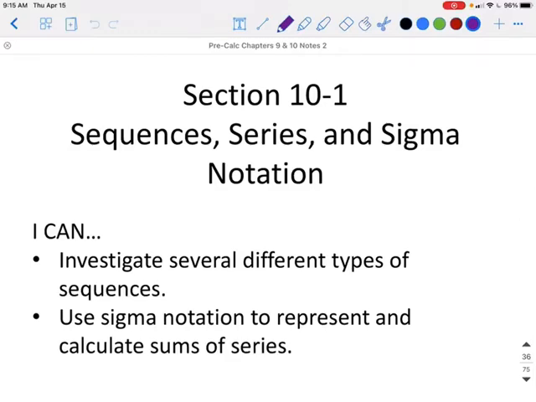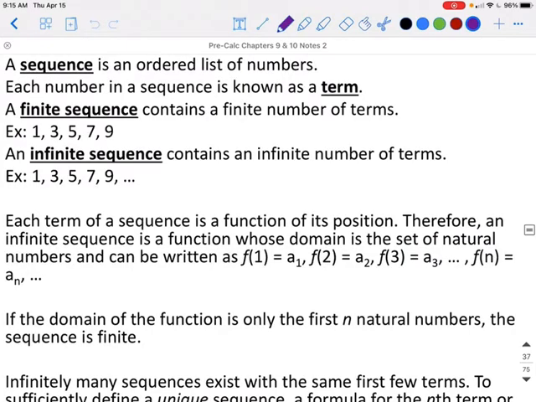This is section 10.1, part A, sequences, series, and sigma notation. A sequence is an ordered list of numbers. Each number in the sequence is called a term. We have a finite sequence if there is a specific number of values or number of terms in the list, and we have an infinite sequence if it continues on for infinity.